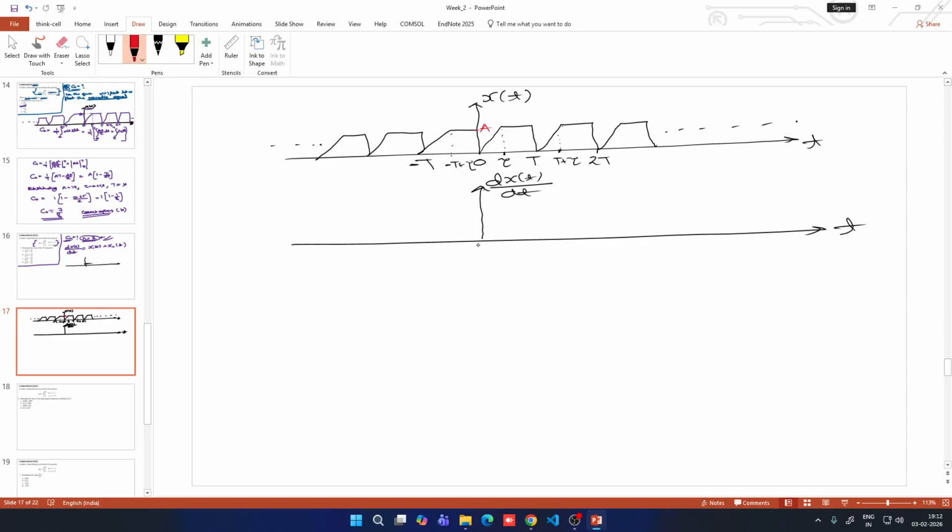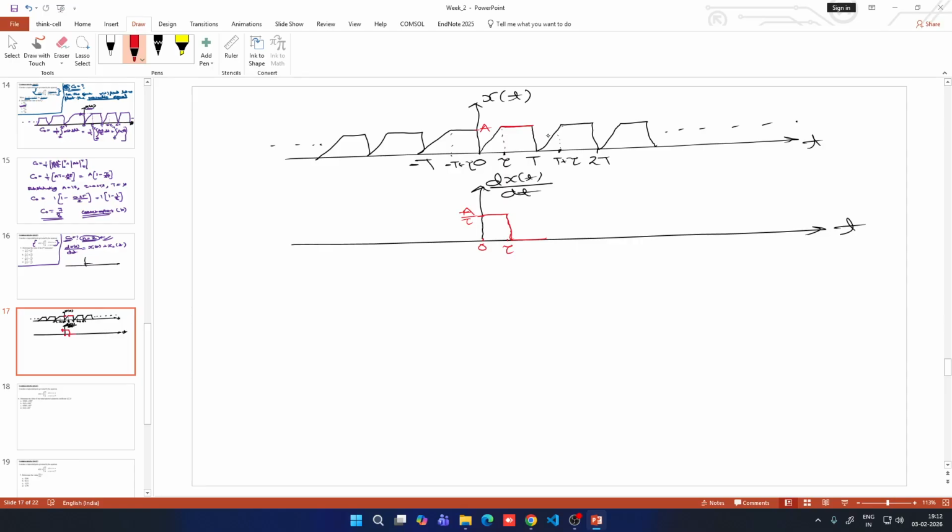Since up to this, from 0 to tau, the value of the slope is constant, the differentiation will be A by tau, because the slope of this line is A by tau. So this is the amplitude of the differentiation until tau, because after tau it becomes a constant value A, and the differentiation of a constant value is 0. So it stays 0 until it reaches T.